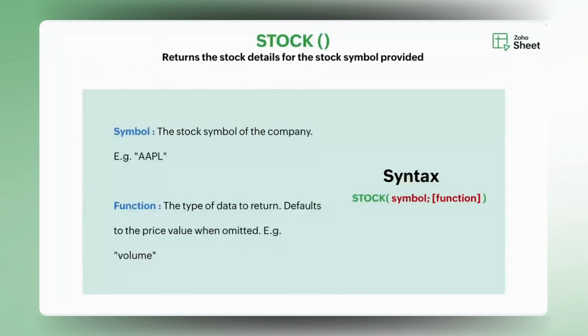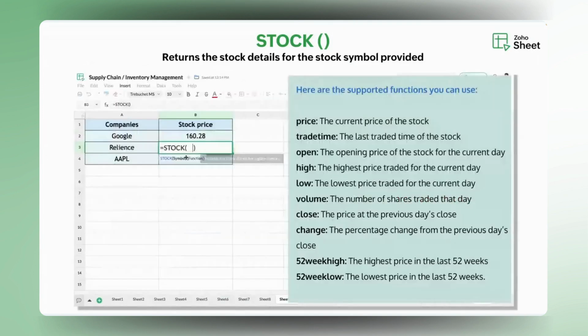Starting with the stock function, which is particularly useful for tracking stock market data directly in Zoho Sheet. We have values like symbol and function. The symbol is a stock ticker, for example, AAPL for Apple. The function is optional, but it defines the specific data that you want to retrieve. If omitted, it defaults to the stock price. Some of the supported functions are price, which gets the current price of the stock, trade time, which gives the last traded time, and you also have options like open, high, low, volume, 52-week high, 52-week low, etc. Here's a quick example.